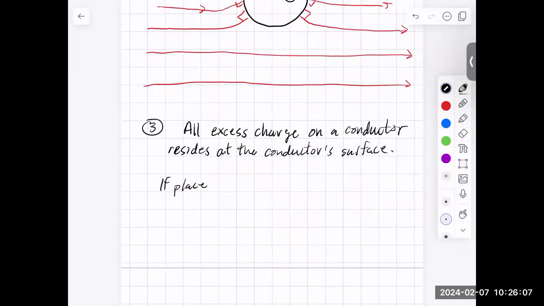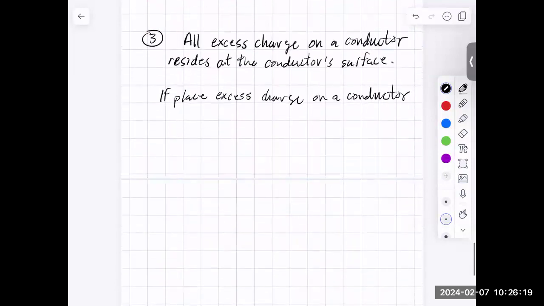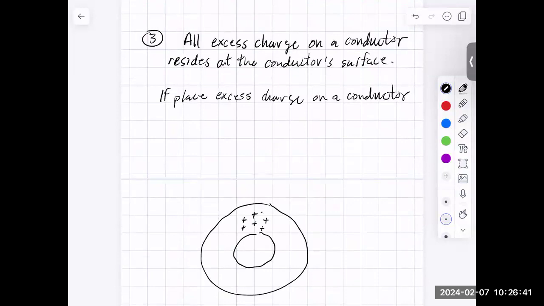So if we place excess charge on a conductor, okay, we're going to think about a spherical conductor with a cavity when we think about problem number 8 on the current homework. So let's think about that example. There's our spherical conductor that has a spherical cavity in the center, and then maybe we can place a bunch of extra positive charge here. Maybe we take a glass rod, rub it with some felt or something like that, we charge the glass rod, and then we touch it to our conductor, and we can place a bunch of extra charge in some local region on that conductor like we've drawn here.